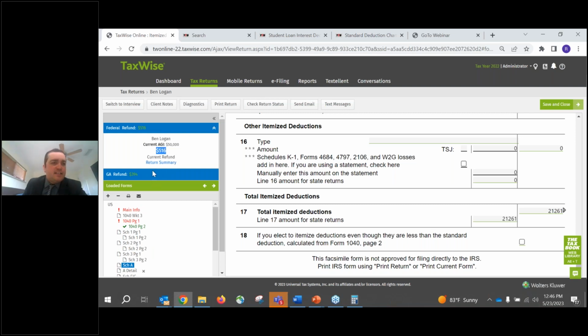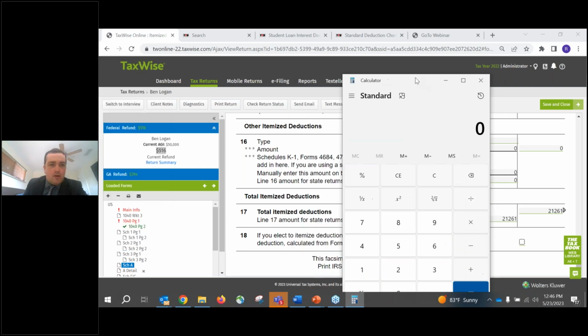Now, if we scroll up, there's a place within TaxWise where you can calculate what your refund is going to be. For this return, right now we're looking at the standard deduction. When you look at the federal and the state, let's add these up. Let me bring my calculator back here. All right, so we have 516 for the federal plus 394 for the state.